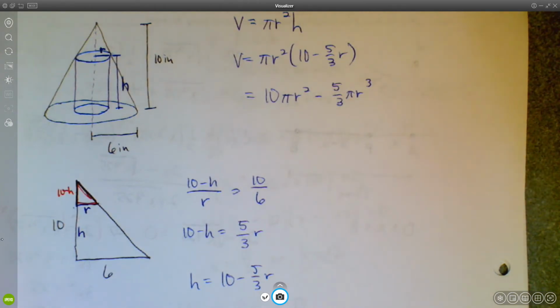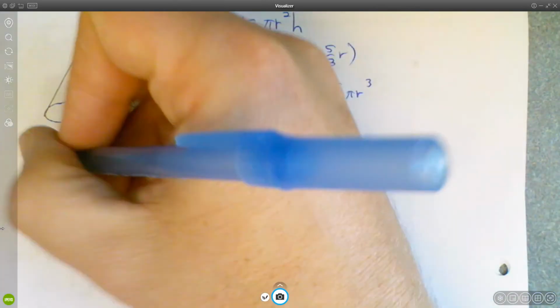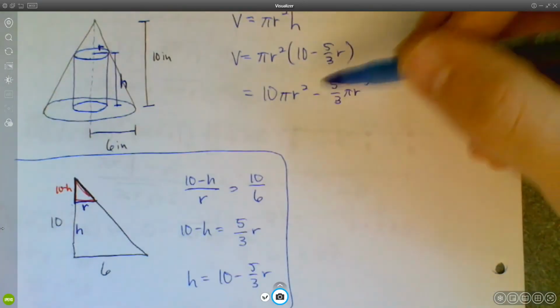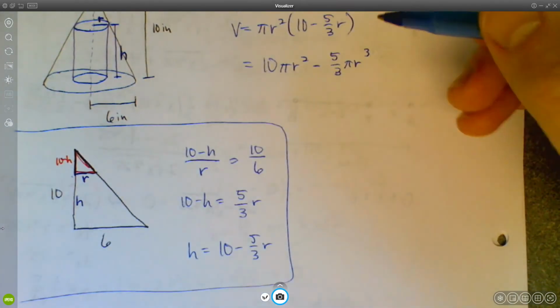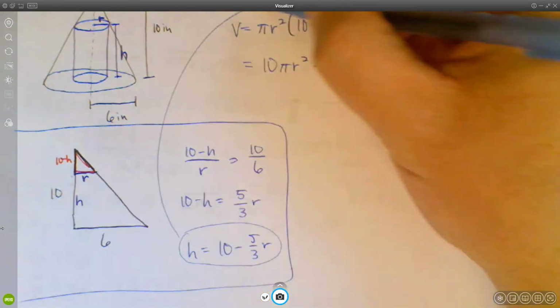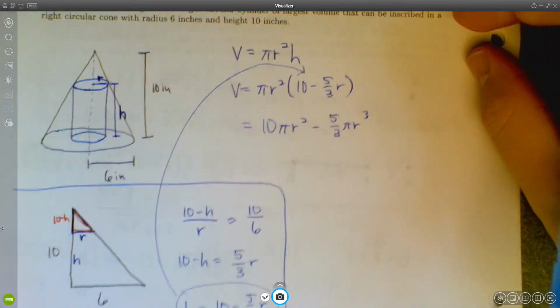Okay, now we can differentiate. So I'm going to just kind of box this in. It was its own little thing. That way I can continue on with my work up here. But this is where I got that. Okay.